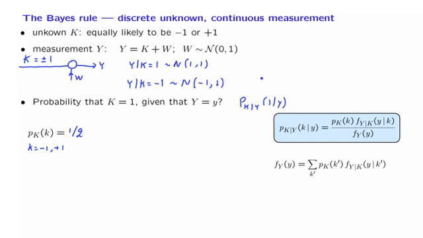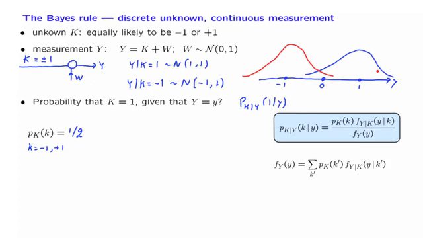So if we are to plot the density of y, that density, of course, will depend on what the value of k was. And if k is equal to 1, then we will obtain a normal that has a mean of 1, so it's centered here. But if k is equal to minus 1, then our observation will be a normal with unit variance, but centered at minus 1.